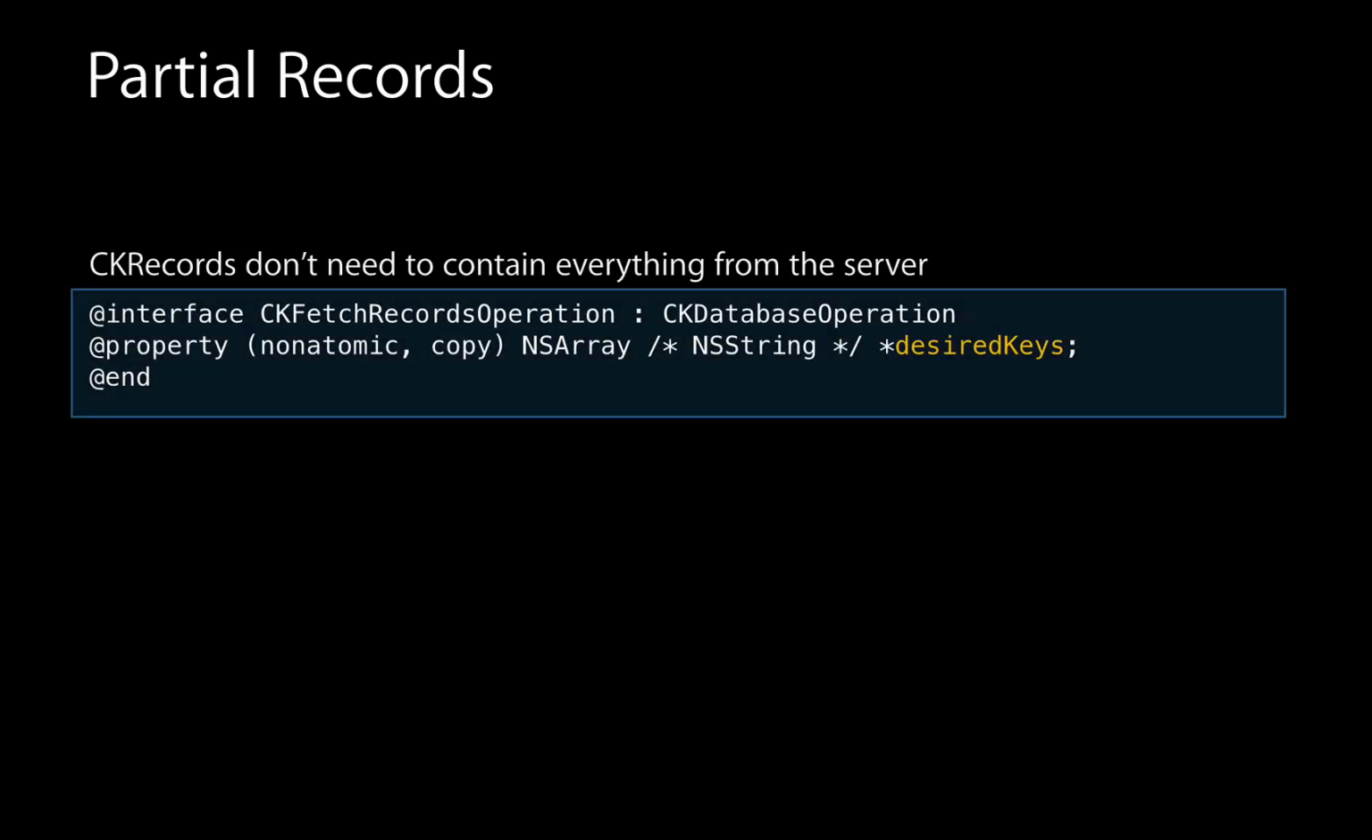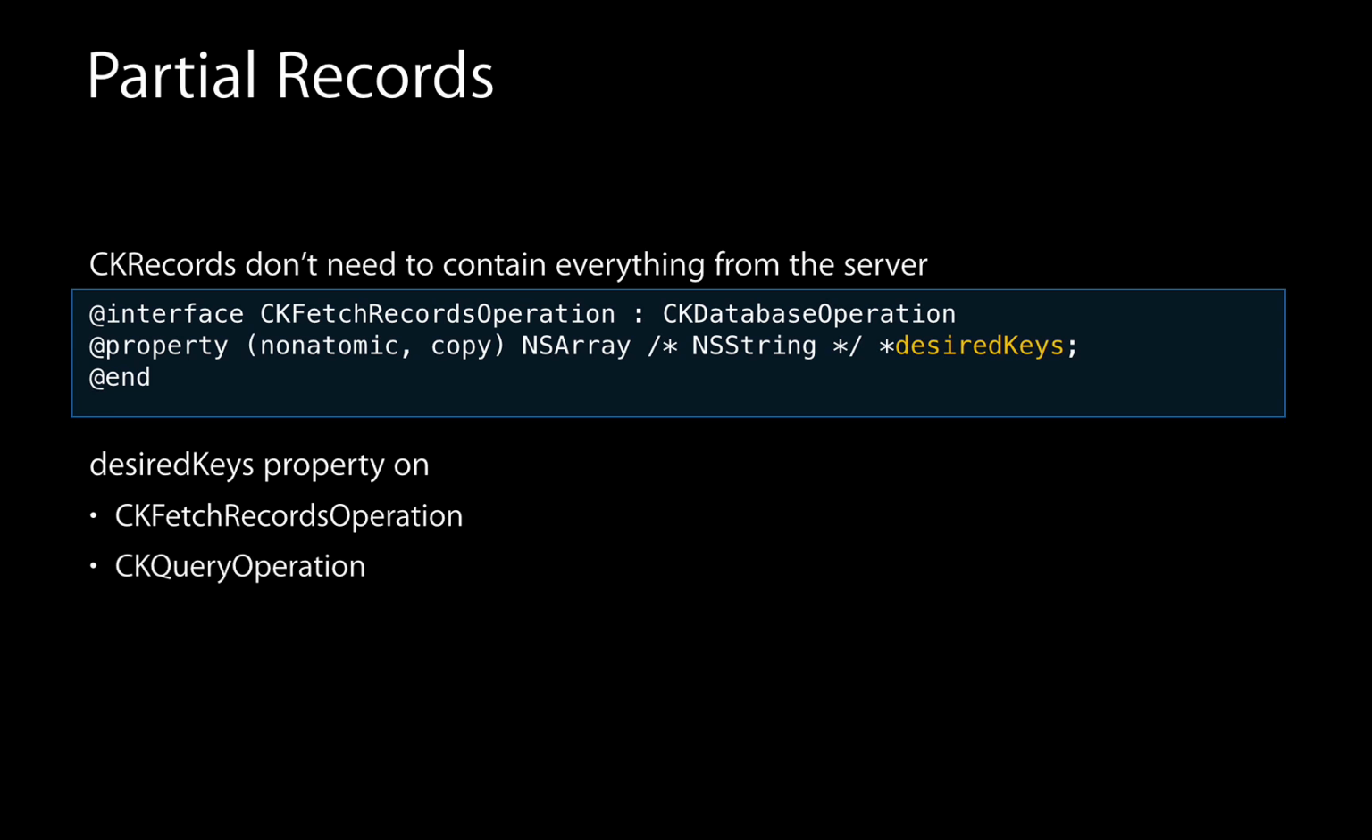Finally, one of the really neat things about CKRecord is that we allow you to have partial records. So you might have a really big record on the server, and you only care about one or two properties of that. Well, with the desiredKeys property, we allow you to fetch just a certain subset of the properties that are on the server. And we expose this desiredKeys property on any operation that fetches a record. So you're going to see it on CKFetchRecordsOperation, CKQueryOperation, and CKFetchRecordChangesOperation.